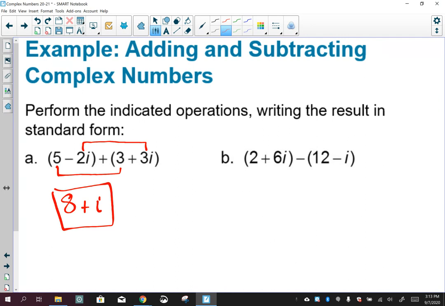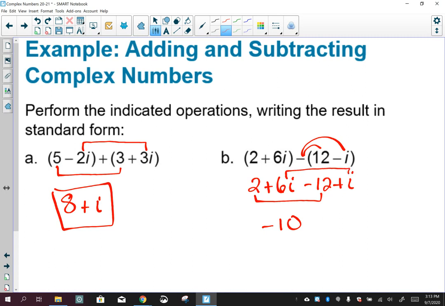When I get to this one, and notice here I'm subtracting, well, in order for me to subtract, I have to distribute first. So I'm going to leave this 2 plus 6i alone, distribute my negative, and now I'm going to combine like terms. This 2 goes with that negative 12, gives me negative 10. And this 6 goes with that i. Remember, there's an imaginary 1 sitting in front of this i that you don't see. So that leaves me with a plus 7i. So really, when you add or subtract, all you're doing is combining like terms. Okay.